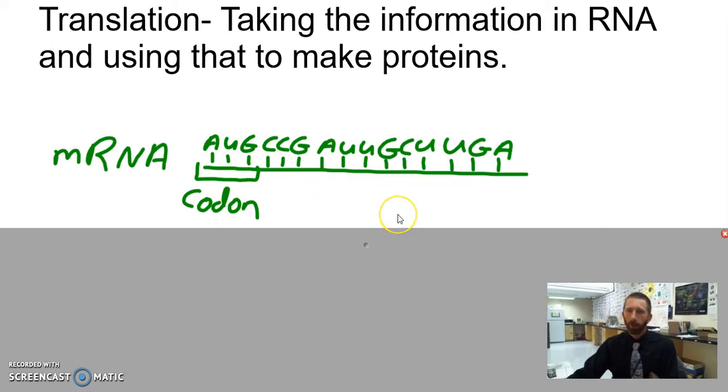Really quickly, quiz question, just to make sure you understand, how many codons are in this piece of mRNA right here? 5. Perfect. Because we have 1 right here, and then this group of 3 is 2, this group of 3 is 3, this group of 3 is 4, and then this group of 3 is 5. Good. All right. You guys got codon.